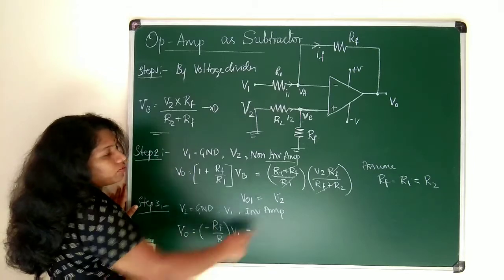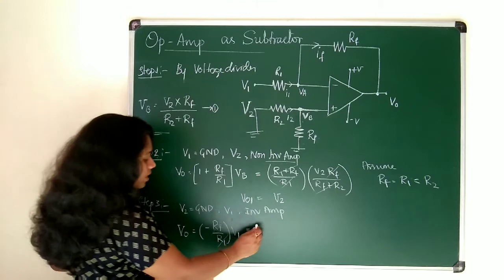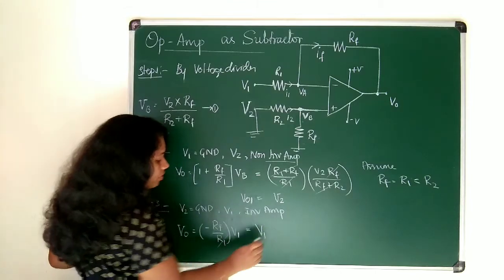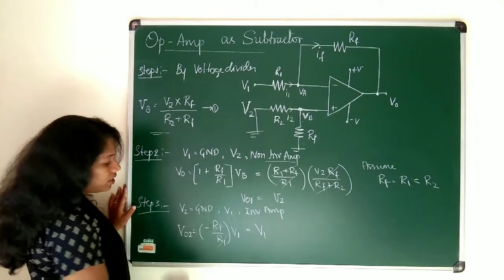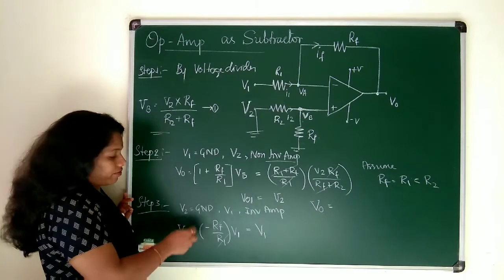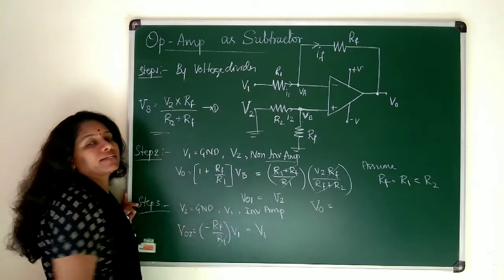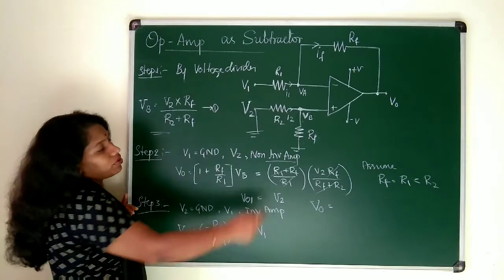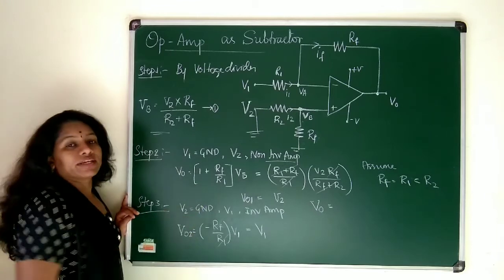So if you assume RF is equal to R1, then these two cancel, and you will be getting V out equal to minus V1. This V out I represent as VO2. That is, the output voltage here is represented as VO2, since we have considered the case where V2 is equal to ground and V1 is applied, so it acts like an inverting amplifier, right? So now you have got the non-inverting amplifier output and the inverting amplifier output. I need to combine these two, right?